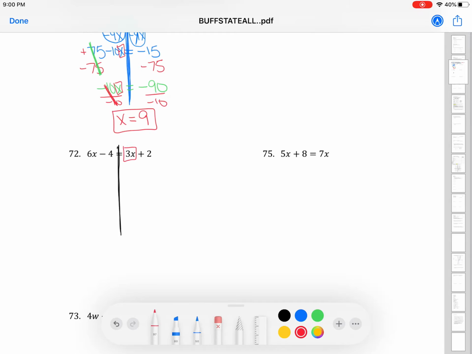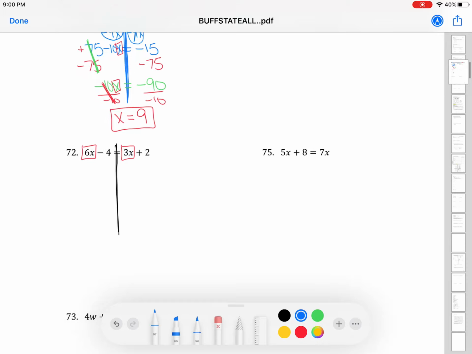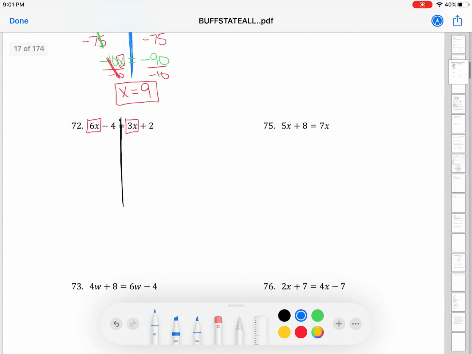All right, so the next one we're going to do is 72. Same kind of setup as the last one, where my equal sign is between my two x terms. So I have one of my x terms here and one of my x terms here. I'm, like I said, going to move the smaller of the two between a positive 3x and a positive 6x. 3x is definitely smaller, so to move positive 3x to the other side, I'm going to do the opposite of positive 3, which is minus 3x. And notice when I move it over, I place it underneath the other x term because they're ultimately going to be combined.